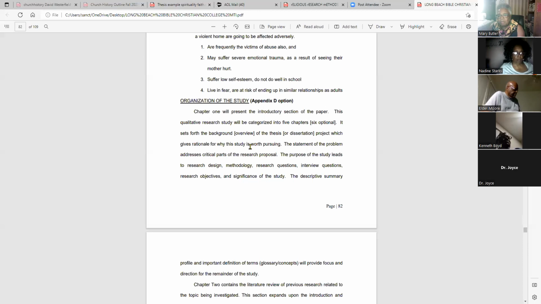there. The purpose of the study leads to research design, methodology, research questions, interview questions, research objectives, and the significance of the study. So you're pulling all of that information that you have put in that proposal into this organization of the study. And you're telling what this is, you're saying here, chapter one is going to talk about my introduction. So you're going to introduce your topic, your story. Chapter two, that's the literature review. That is the meat of your paper. That's where the bulk of your research will go in chapter two.